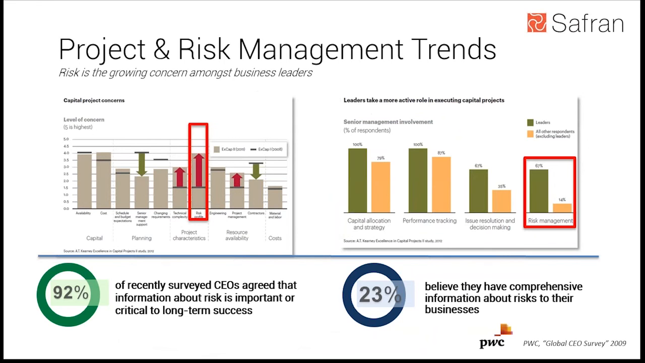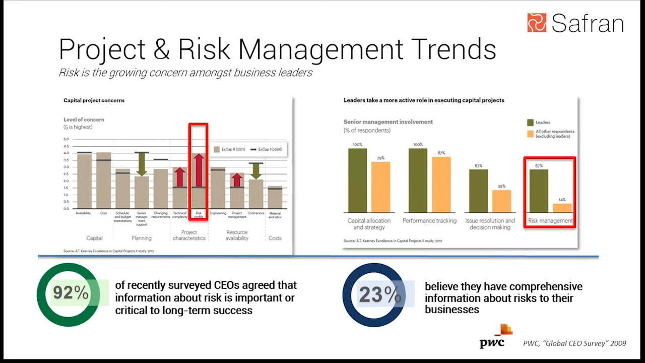A.T. Kearney also produced a study in 2008 and again ran the same study in 2012 to measure changing trends between these years. They found that risk is a growing concern among business leaders. As you can see in the chart on the left, concern over risk has grown from 1.5 out of 5 to 4 out of 5 in a period of only 4 years. In addition, they found that more and more leaders are taking more interest in risk. In fact, they found that 67% of senior management are directly involved and focused on project risk management within their companies.